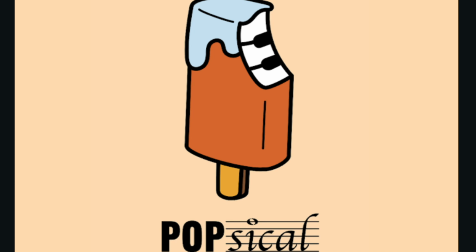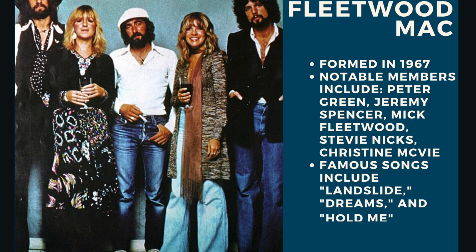So in my last 2 videos, we discussed 2 of the most famous musical acts in history, Elvis Presley and the Beatles. For my 3rd video, we're going back to the 70s, where one band that was blues, folk, and rock all mixed into one dominated the scene. Fleetwood Mac. So Fleetwood Mac was founded in London in 1967 by Peter Green, Jeremy Spencer, and Mick Fleetwood, with some vocalists like Stevie Nicks, Lindsey Buckingham, and Christine McVie joining a few years later. Some of their most famous songs include Landslide, Dreams, and Hold Me.